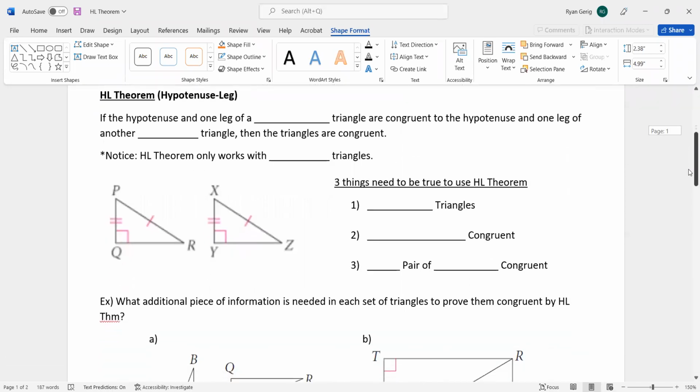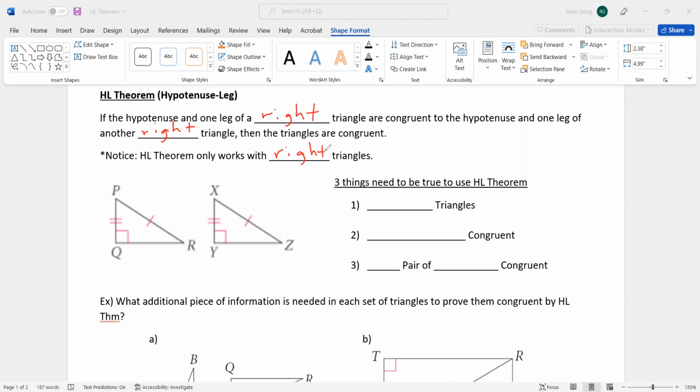Now, what it says is if the hypotenuse and one leg of a right triangle are congruent to the hypotenuse and one leg of another right triangle, then the triangles are congruent. Now, the HL theorem only works with right triangles. So if I'm trying to prove 2 triangles are congruent and they're not right triangles, I've only got 4 shortcuts to use, the 4 that I said at the beginning of the notes. If we have right angles, though, you have a 5th option. The other 4 are still available, but you have a 5th option.